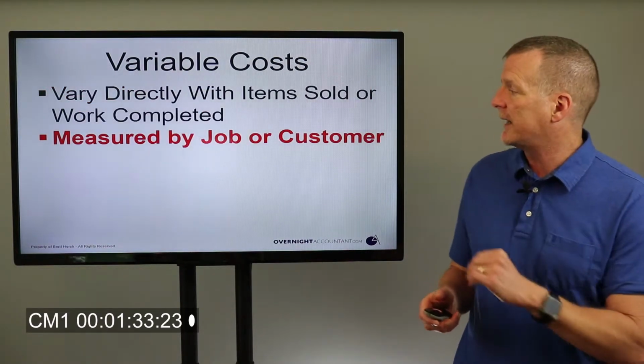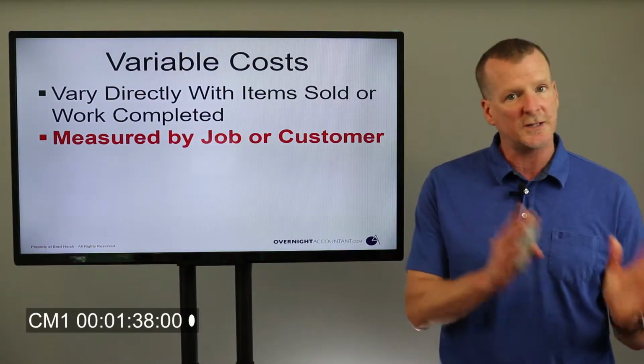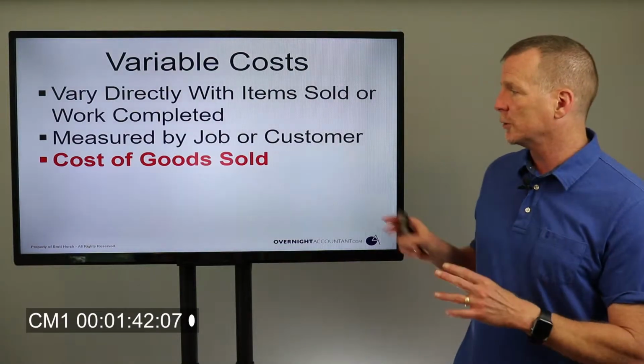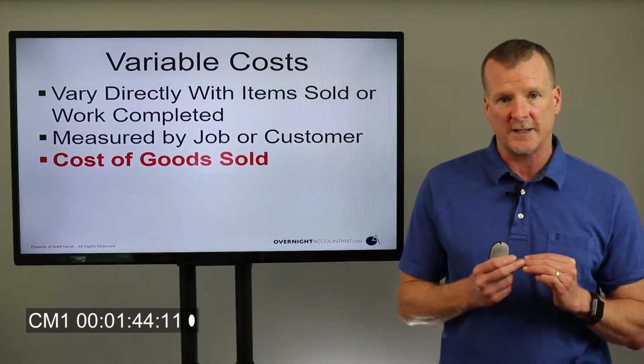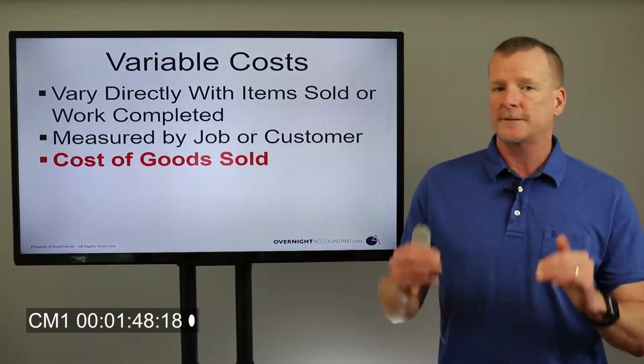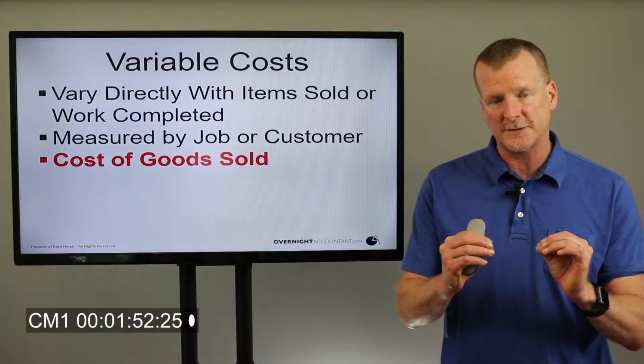They're usually measured by a job or a customer. They're not measured per unit of time generally like fixed costs are. They're measured by customer or unit produced. It's also called loosely, you'll hear the phrase cost of goods sold. I use that phrase in other areas in this lesson. We're really discussing variable costs here, even though it's very closely related to cost of goods sold.